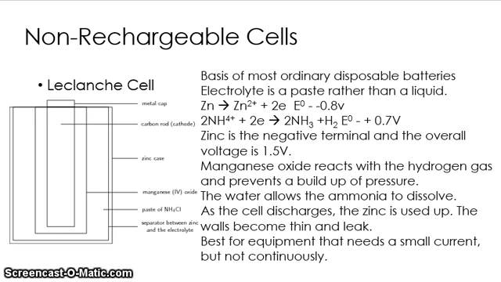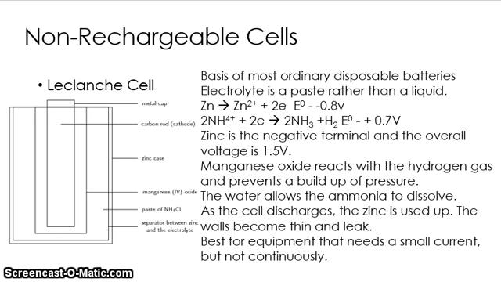If you look in the diagram, you'll see that we've got manganese oxide there. That's important because it reacts with the hydrogen gas that's produced, and it prevents the build-up of pressure. If you didn't have that, then the hydrogen gas would build up and cause a lot of pressure, and obviously that would be an explosive hazard, and you don't want your batteries exploding. The water's there, although it's a paste, you've got a small amount of water, and that allows the ammonia to dissolve, so it dissolves the ammonia given off, so again you haven't got the pressure build-up.